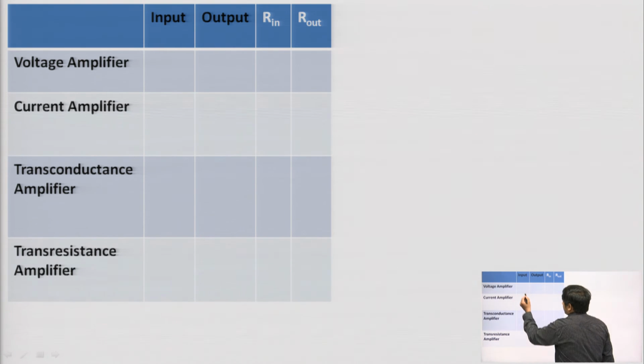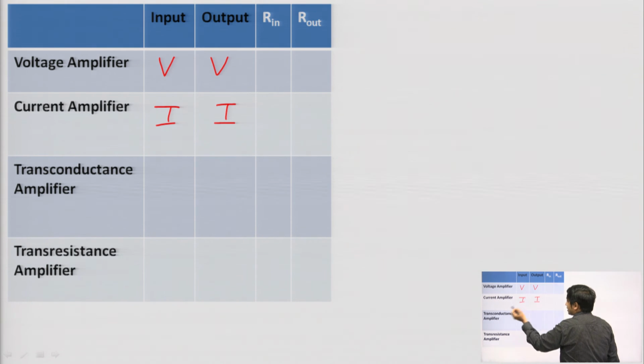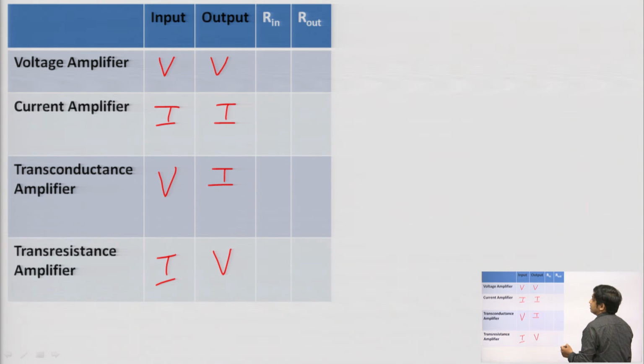In a voltage amplifier, the input is voltage and the output is voltage. In a current amplifier, the input is current and the output is current. In a transconductance amplifier, the output is current and the input is voltage. In a transresistance amplifier, the output is voltage and the input is current, fine.